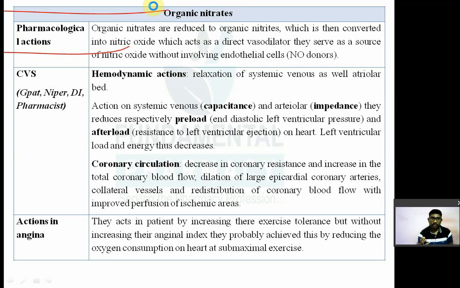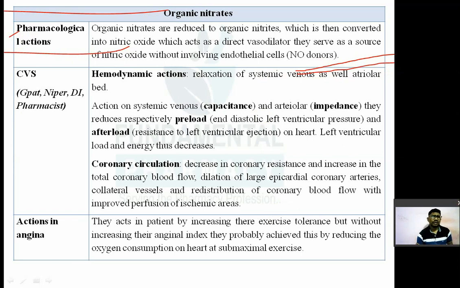So they release nitric oxide into the cellular endothelium, and they serve as a source of nitric oxide without involving the endothelial cell. Normally the endothelial cell makes nitric oxide, but when we need coronary vasodilation, after giving the organic nitrate it is reduced to nitrites, and the nitrites later form nitric oxide, which causes vascular relaxation.